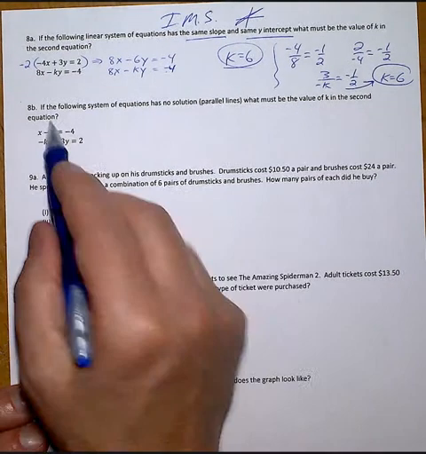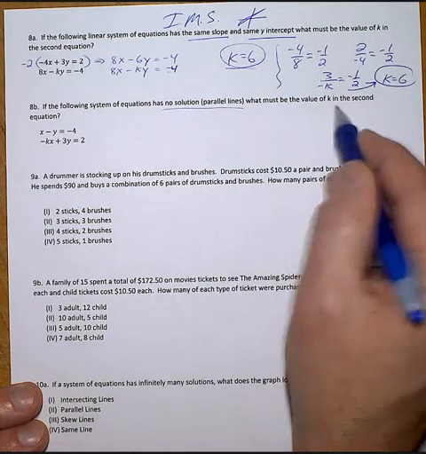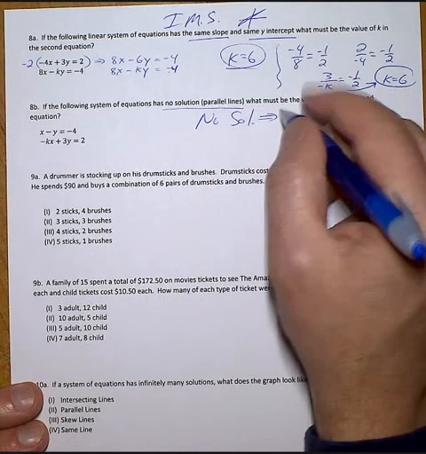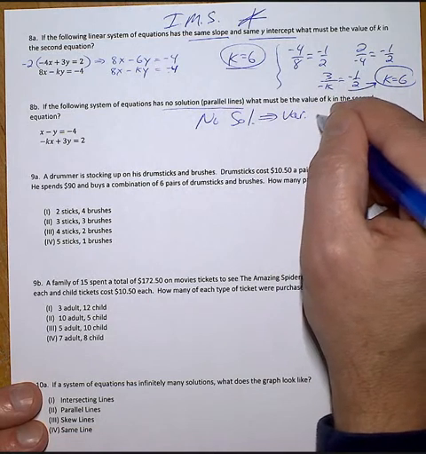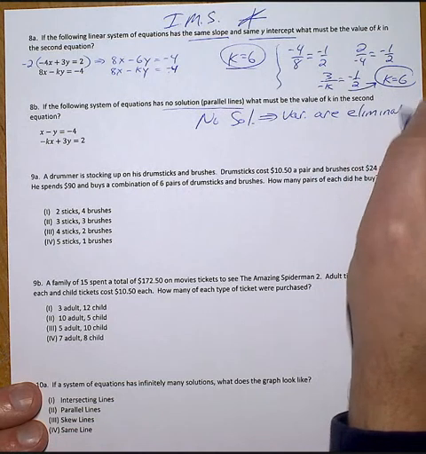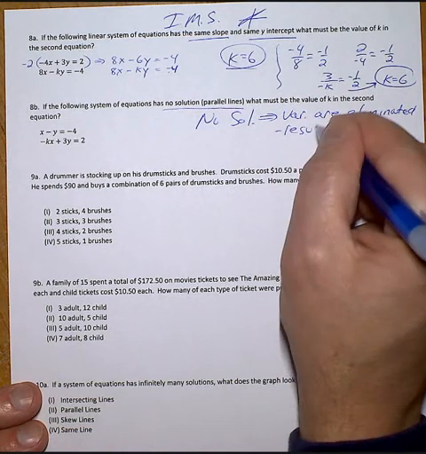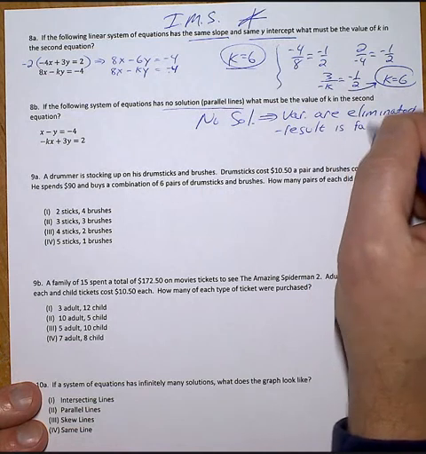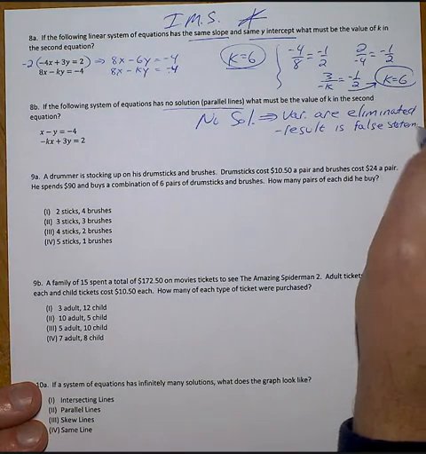Alright, 8b, if the following system of equations has no solution, so parallel lines, what must the value of k be? So I know that for no solutions, the variables are eliminated, and the result is a false statement. False statement. So what does that mean?